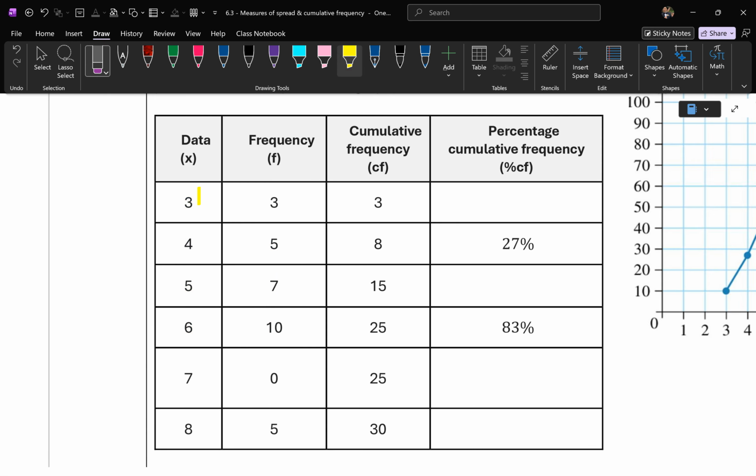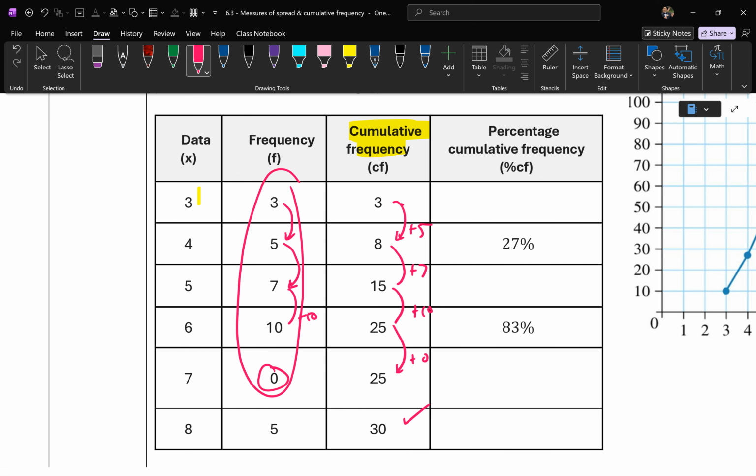All right. What is cumulative? Cumulative means that you start off with 3, then you gained another 5. So there's now 8 data in total. Then you gain another 7. This is plus 5. And this is plus 10. And then plus 0, and that's why you get 30. Now, if you add all of this together, it should also equal 30. So far, so good?